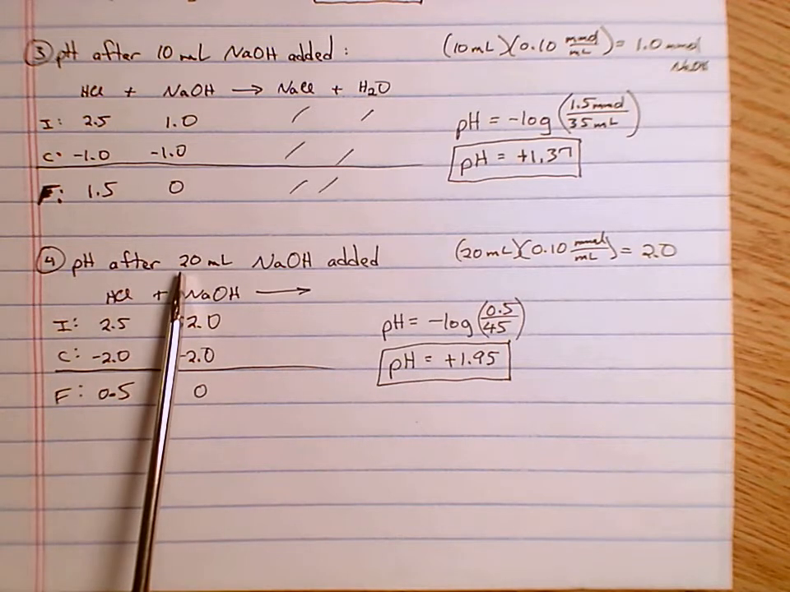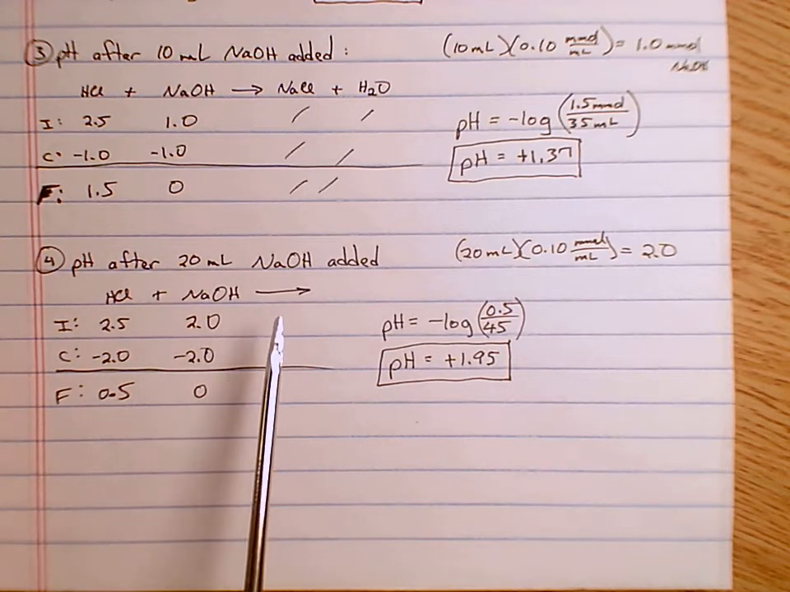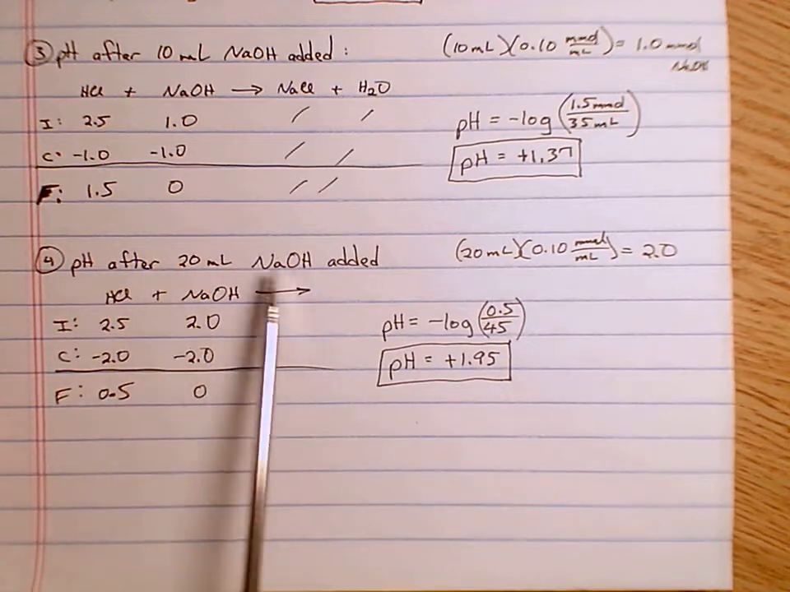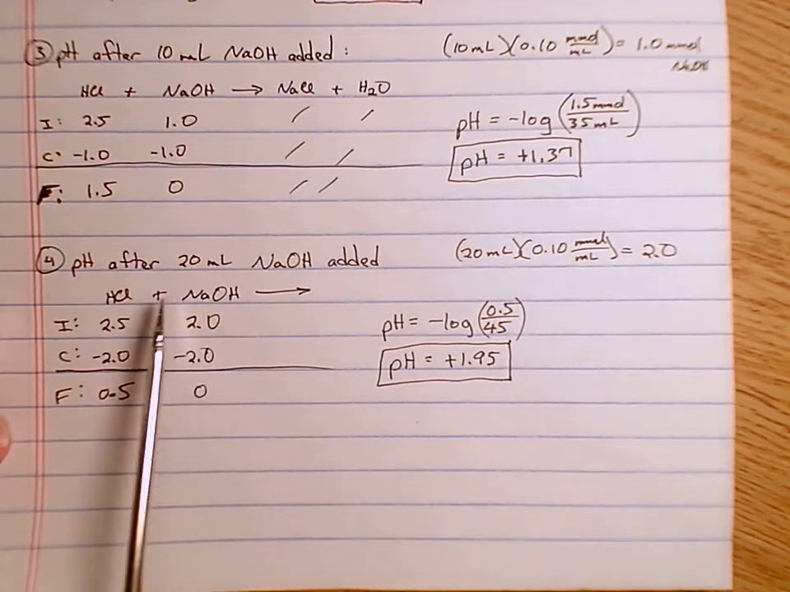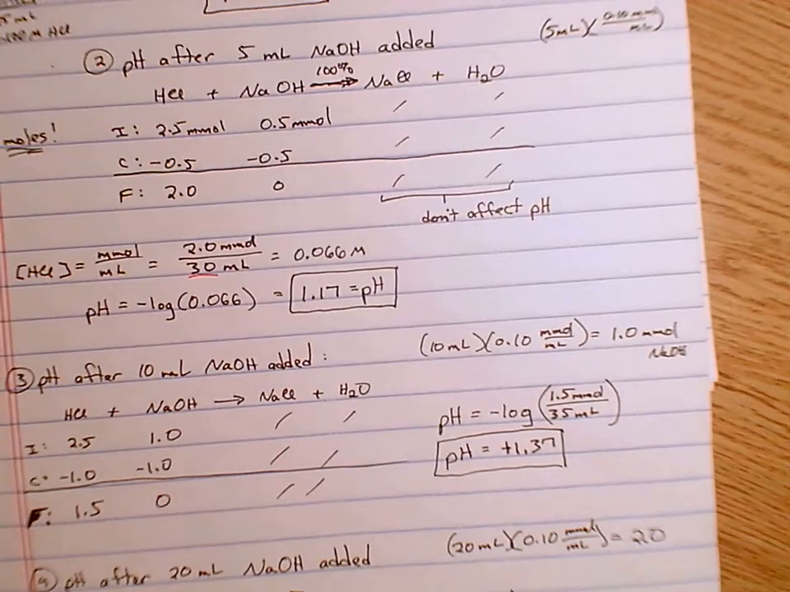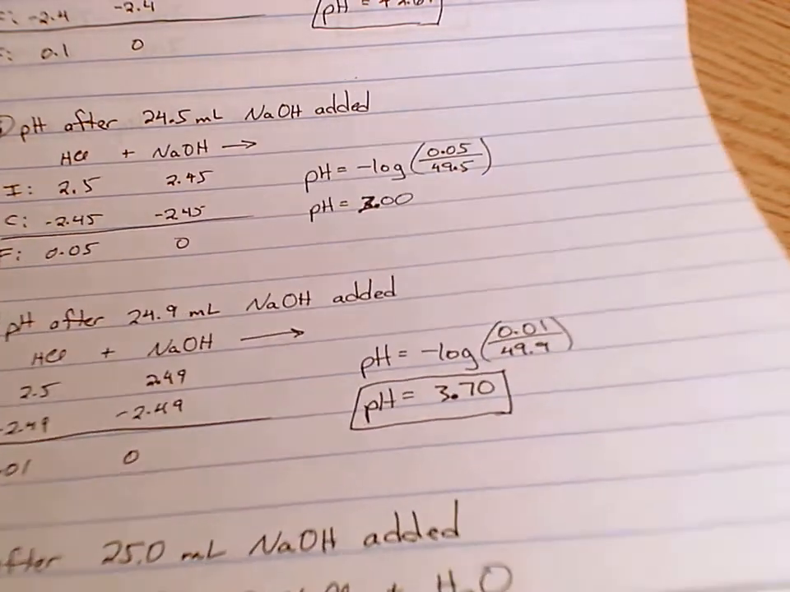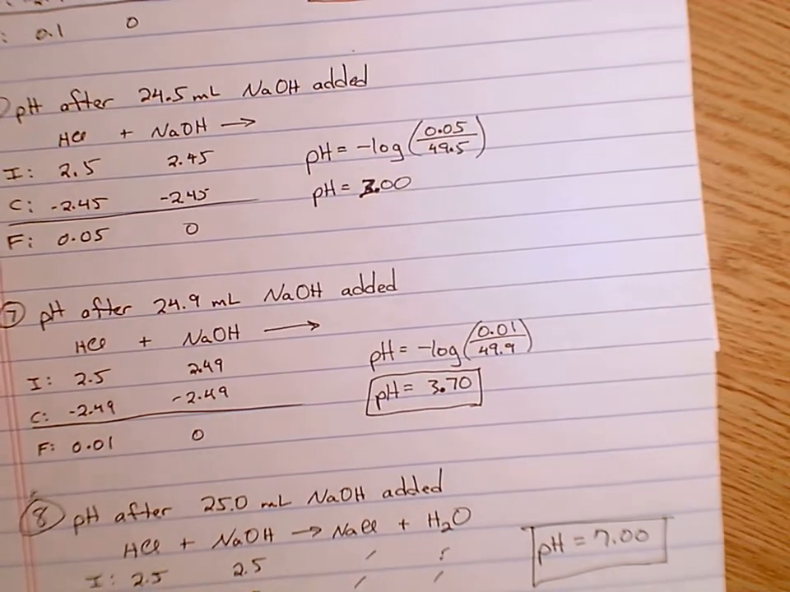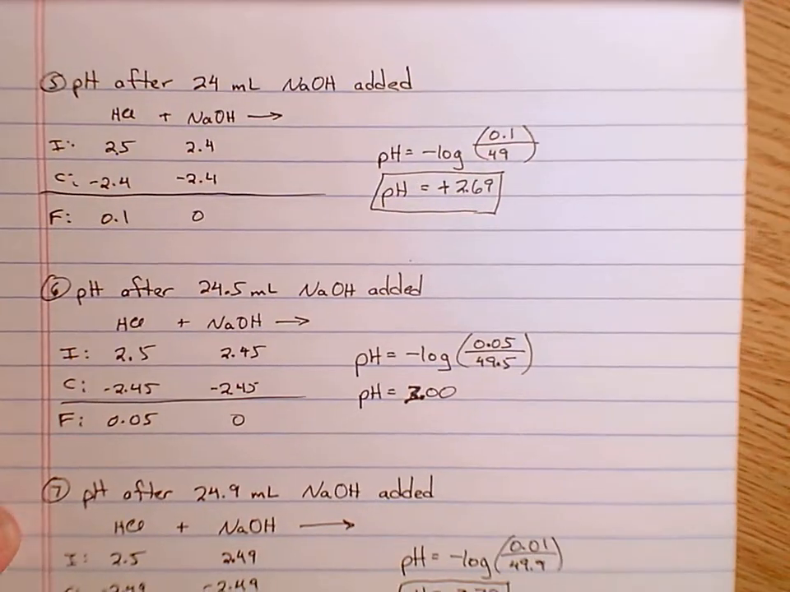Recall that the equivalence point is at 25 milliliters of NaOH added. So we're all the way up to 20 milliliters of NaOH added, going up to 25. But interesting things happen as we get close to 25, so we're not going to jump to 25 next. We're going to do some more calculations because we're going to end up plotting this data on a chart, and we want to get a good idea of what this curve is going to look like.